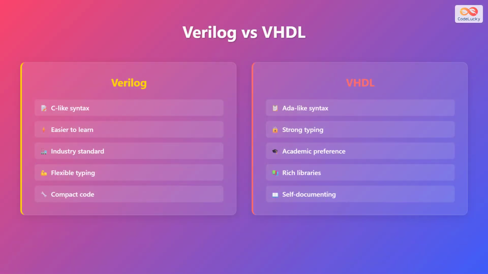Now let's compare Verilog and VHDL. Verilog offers a C-like syntax and is generally considered easier to learn. It's an industry standard with flexible typing and compact code. On the other hand, VHDL employs an Ada-like syntax with strong typing. It's often preferred in academic settings and offers rich libraries and self-documenting capabilities.